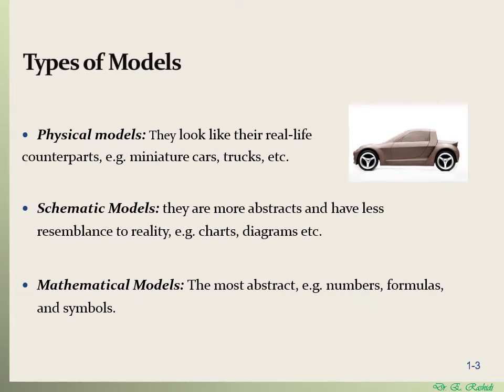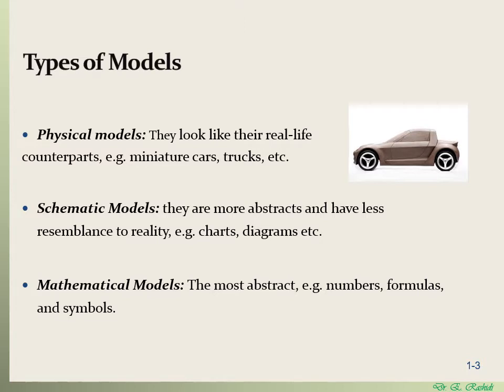There are different types of models depending on the type of system that you want to study or make decisions for, and also depending on the type of decision that you want to make. There are physical models that in appearance look alike to the real life system that they want to represent. Examples of physical models are miniature cars, miniature trucks, miniature airplanes, and miniature buildings.